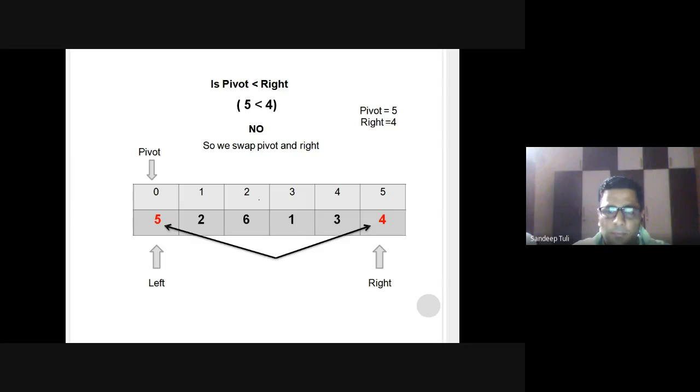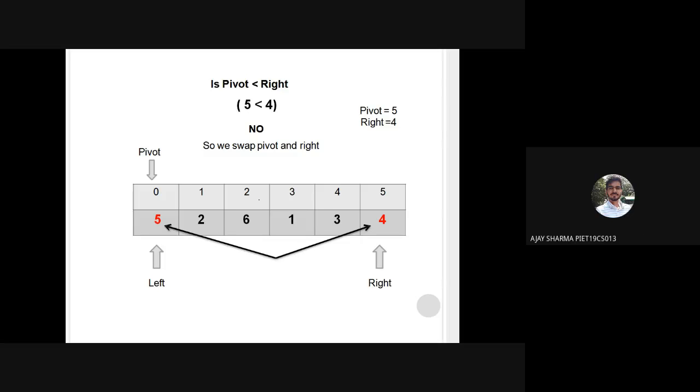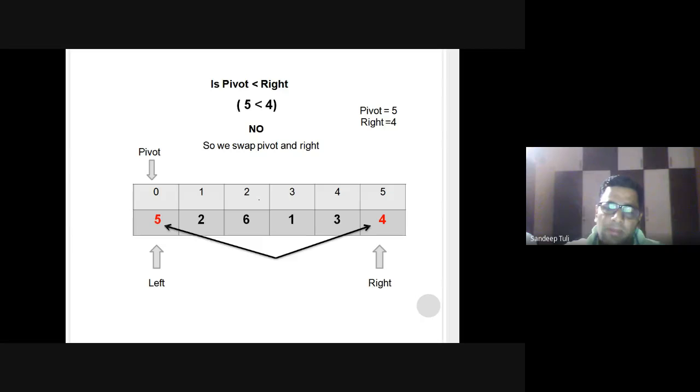Is it okay? Suppose instead of 4, it was 7. Then there would be no swapping. Then the swapping would be at this 6. If 7 were here initially, then the swapping would be at 6. Is it okay?